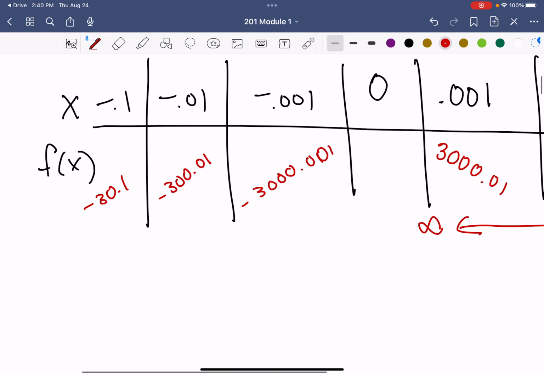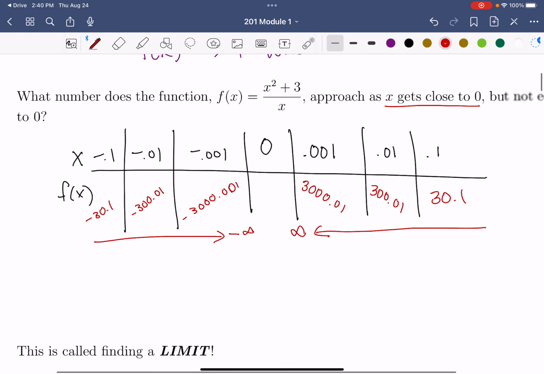Okay, now what's happening here? Well, I'm still going from 30 to 300 to 3,000, so the number part is getting bigger, but now it's all negative. So this time, as we move in this direction, it's going to infinity, but now they're all negative. So now what happens from both sides? Well, from one side, we're going to negative infinity, and from the other side, we're going to positive infinity. Are those two things ever going to match up? No. So in this case, when they don't match, what we say is that the limit does not exist.